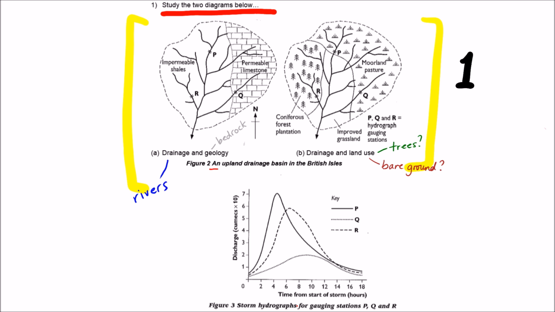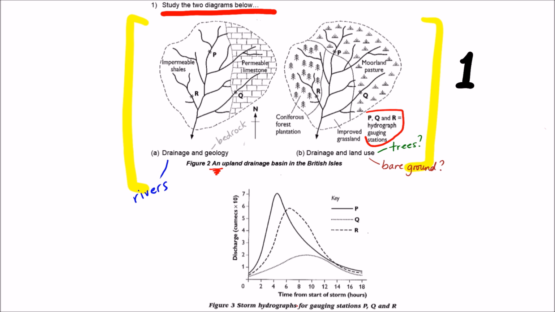Now make sure you read the figure labels, okay? As you can see, this is an upland drainage basin in the British Isles. I can't tell you how many people got this wrong and thought that it was two separate drainage basins and lost a lot of marks because of it. So just to clarify that, Figure 2 shows two different characteristics of the same drainage basin, okay? One shows rock, the other shows land use, but it's the same set of rivers each time.